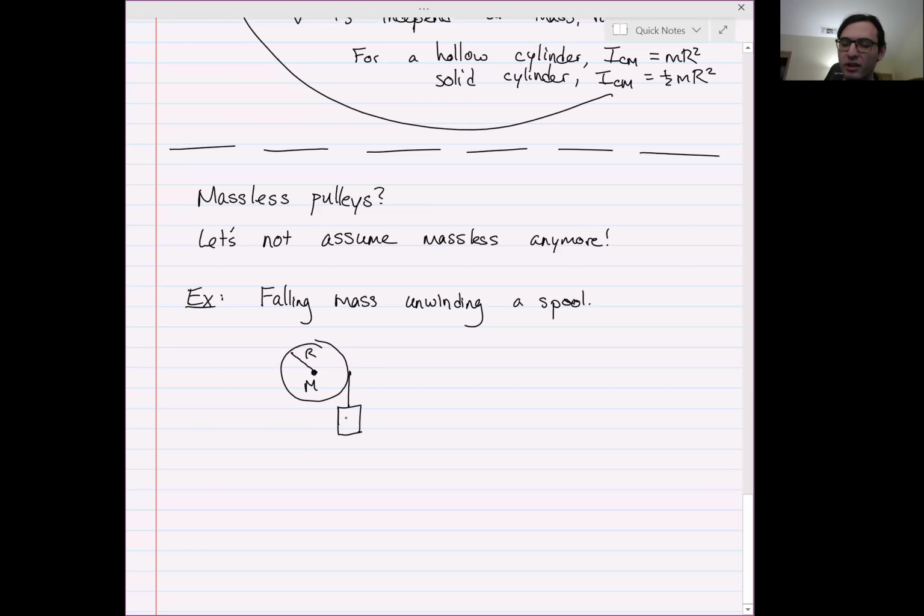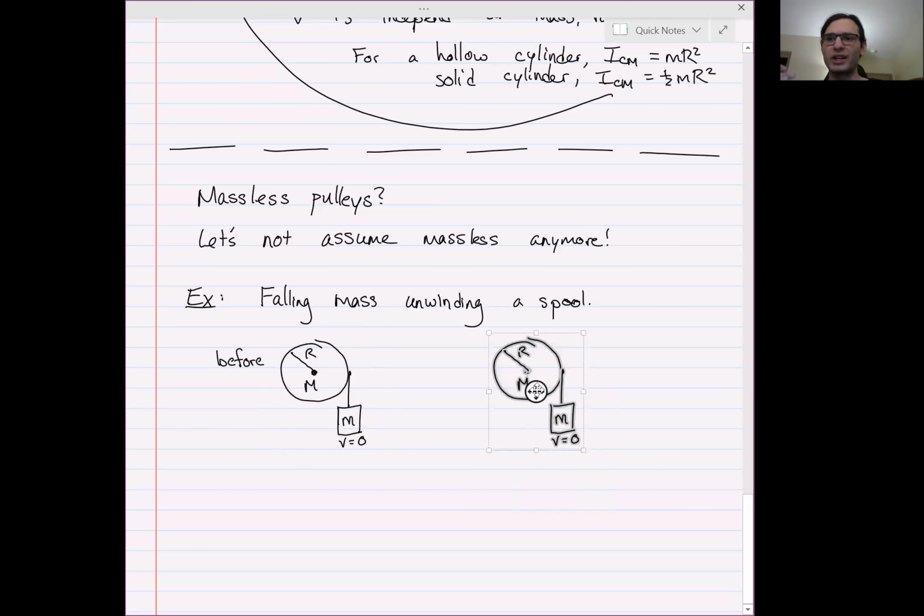I'm going to make this lowercase m. Initially, it would be at rest, right? Because right before you drop something, it's at rest. But then at a later time, the mass will fall and it will unravel the spool of thread.